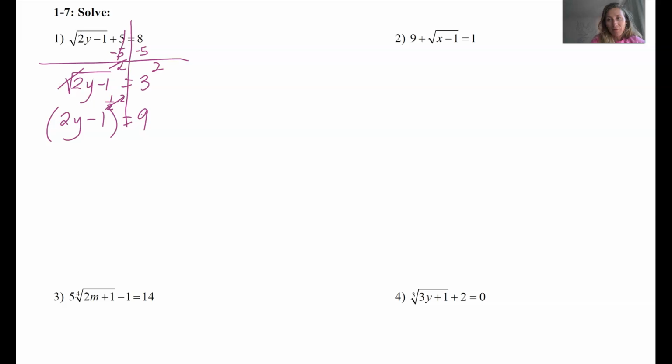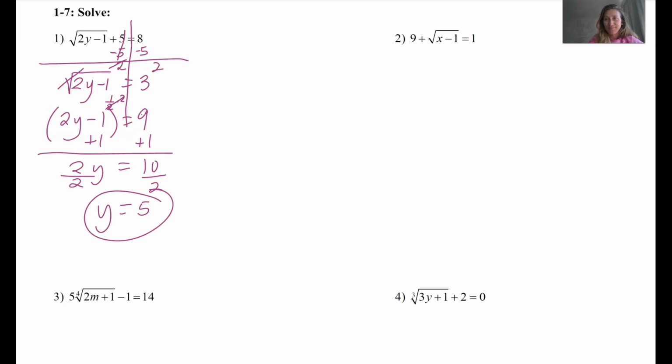And then we're going to keep going and solving for y. So to solve for y, it's 2y minus 1. I'll add 1 to both sides, and I have 2y is equal to 10. When I divide by 2, I get y is equal to 5. Great. Now to check that, I would just do, okay, 2 times 5 is 10, 10 minus 1 is 9, square root of 9 is 3, plus 5 is 8. That checks out. So I did steps 1, 2, 3, and 4. All right, let's take a look at number 2.